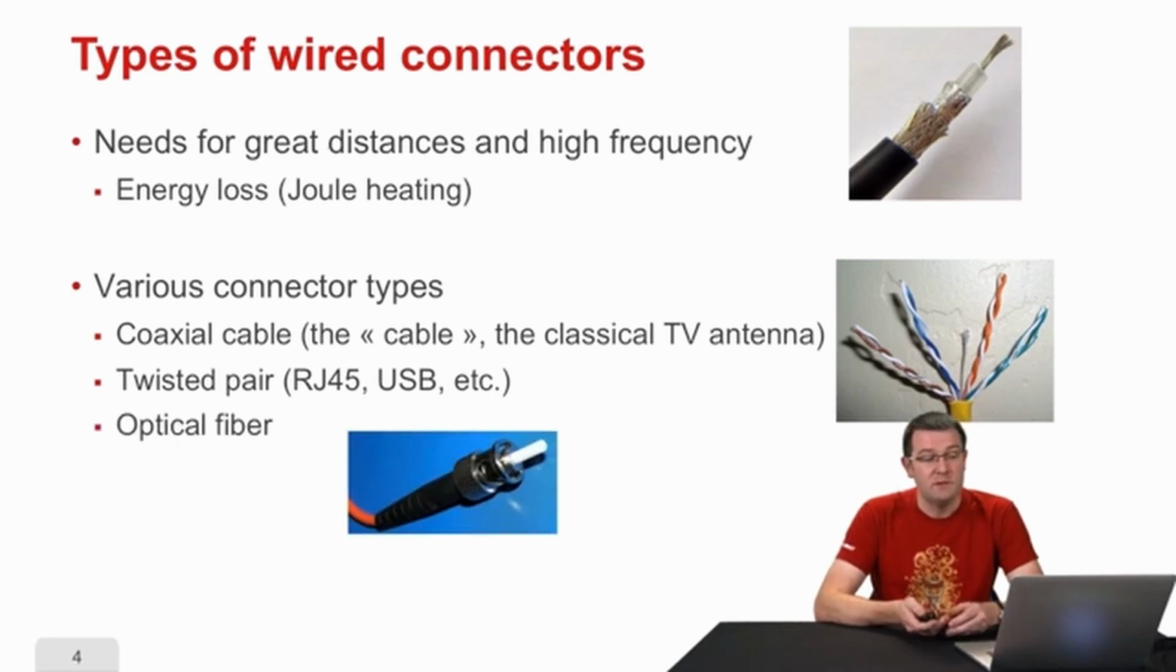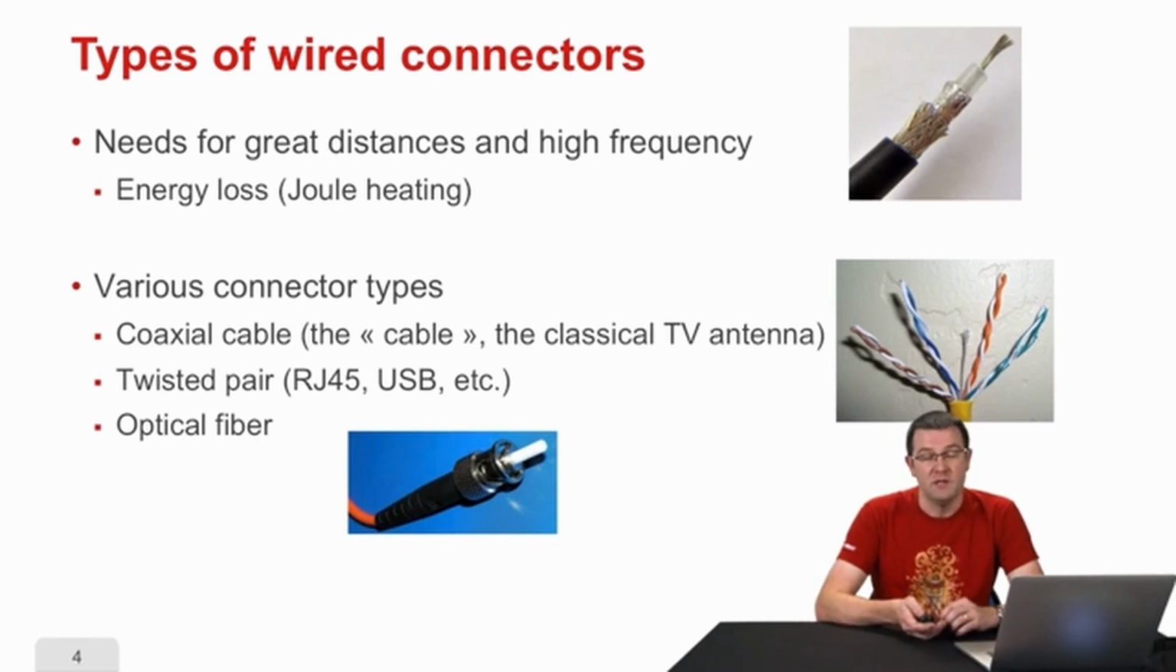Nowadays, optical fiber is used a lot, so in this case, it's just a wire with light going through it. So what's great with the optical fiber is that there are no electromagnetic interferences, so the signal will be carried very well through hundreds of kilometers, or even thousands of kilometers.